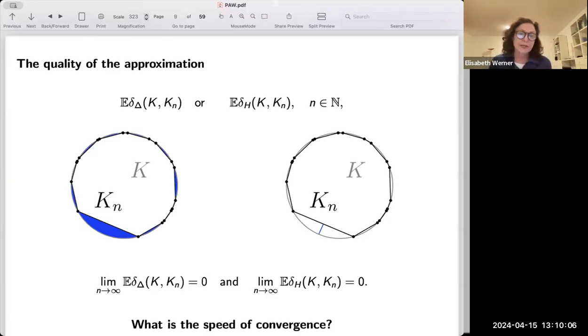Of course, in both situations, as the number of chosen points goes to infinity, the expected symmetric difference metric and the expected Hausdorff distance go to 0. And the question is, what is the speed of convergence? This is the question that we want to address.